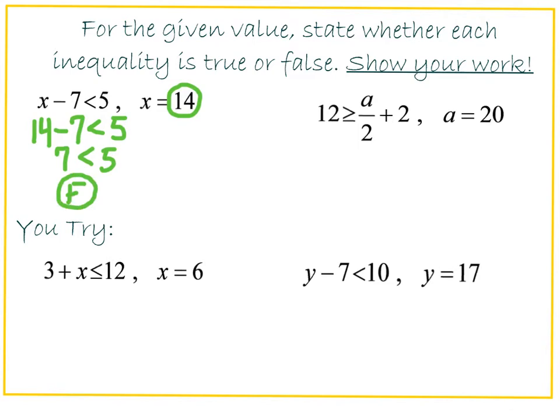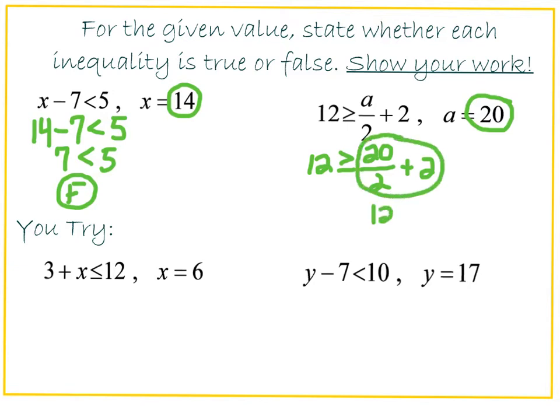12 is greater than or equal to a divided by 2 plus 2. Let's substitute in 20. So the 12 is greater than or equal to stays the same. We're going to plug in 20 for a, and now we're going to simplify this side of the equation. We end up with 20 divided by 2, that's 10, and then plus 2 is 12. So we end up with 12 is greater than or equal to 12. So this one ends up being true.